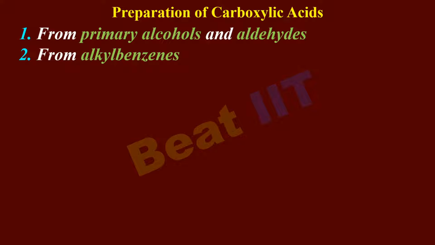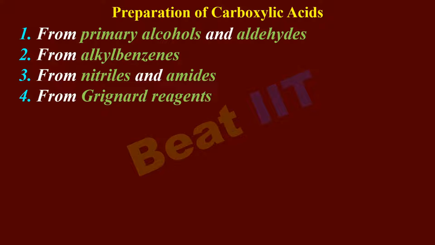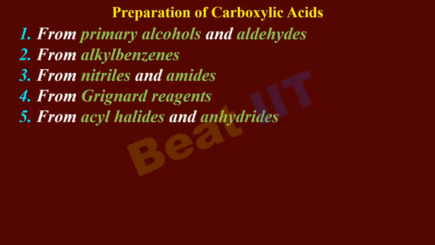Then the second one is from alkyl benzenes. The third one is from nitriles and amides. And this is specifically, we can say, for amides, because nitriles we first convert to amide and then we convert to carboxylic acids. The fourth one is from Grignard reagents. At many places you will be using Grignard reagent, and I will be explaining the mechanism. The fifth is from acyl halides and anhydrides, actually from the compounds which have an acyl group. Both acyl halides and anhydrides have acyl groups. Sixth, from esters.